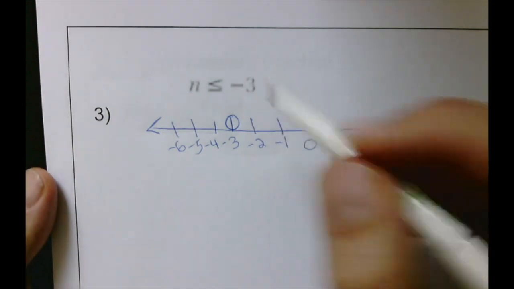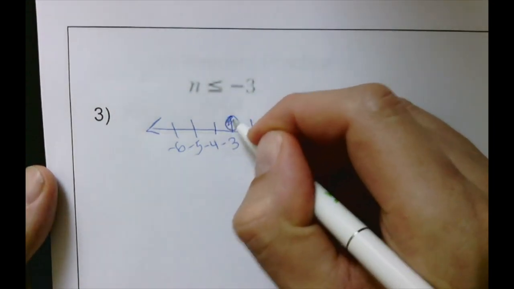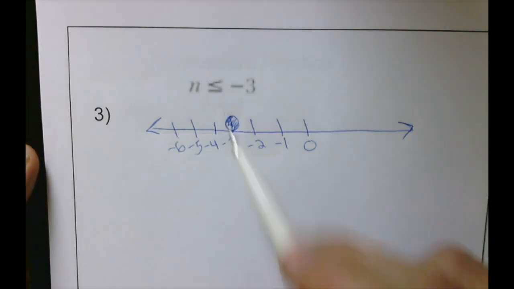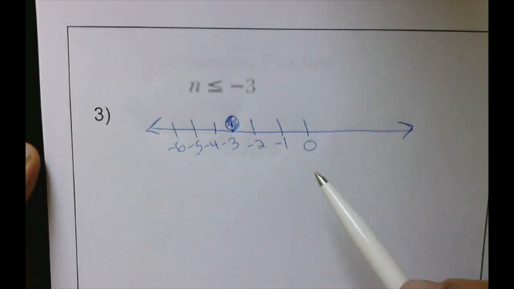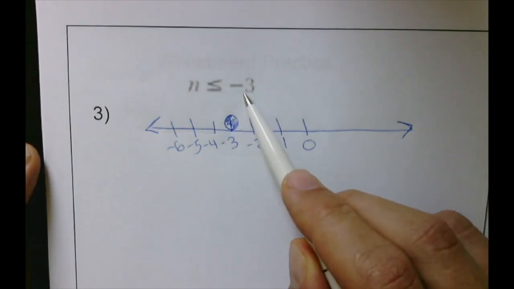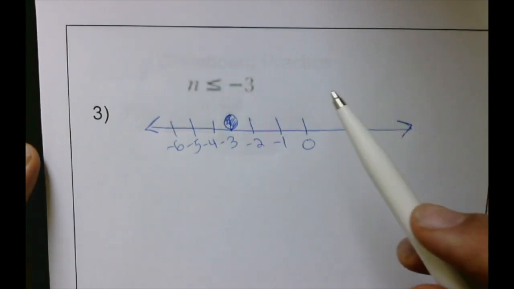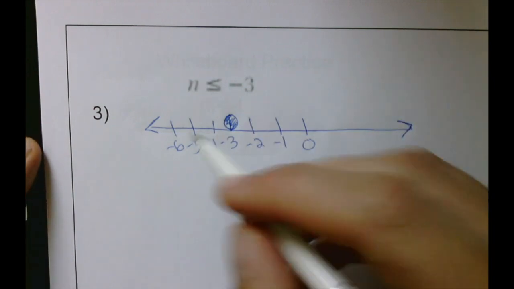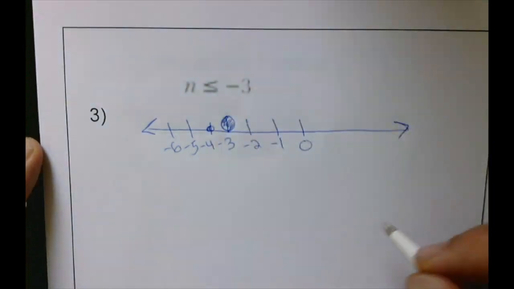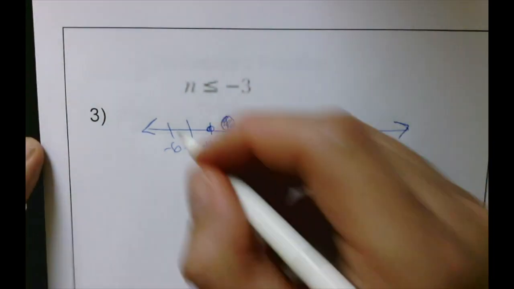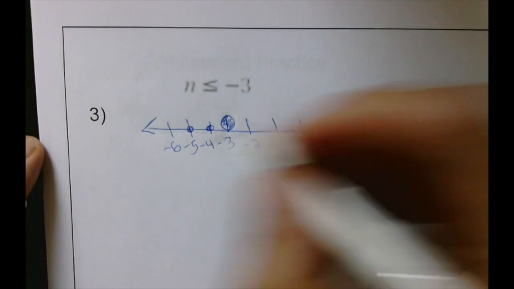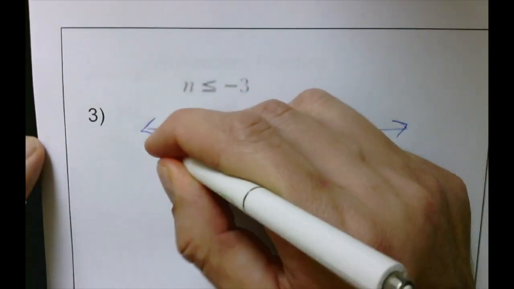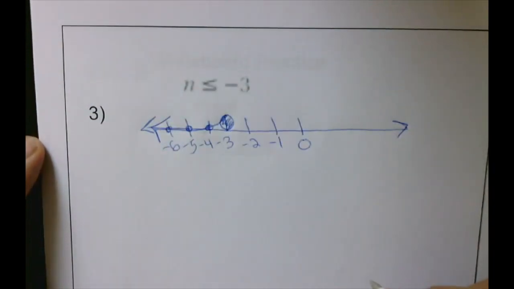After that, I'll fill in my circle because there's a line underneath. And it's greater than or equal to, or less than or equal to. After that, I'll identify solutions for this inequality. I know that negative 3 is a solution, and that's why it gets a closed dot. One possible solution for this inequality is negative 4. Negative 4 is less than negative 3. I also know negative 5 is a solution. I also know that negative 6 is a solution. Now I can connect my dots. And there you go. I've completed my graph.